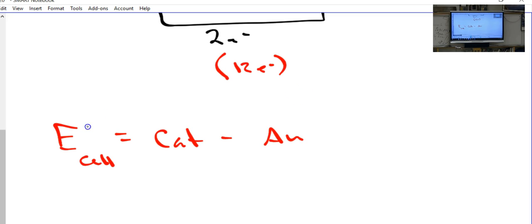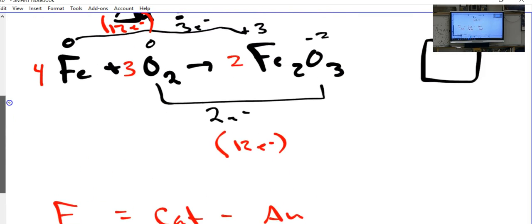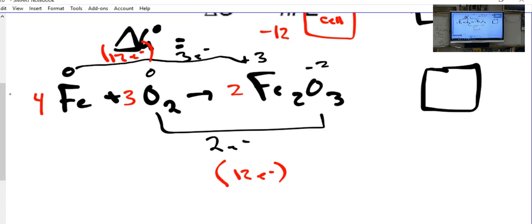So just remember this. E cell equals cat minus an. What happens at the cathode? The red cat. And what happens here then? Ox, right? So now I have reduction. Which of these is reduced? The oxygen. Okay, so I have O2 going to O minus 2.